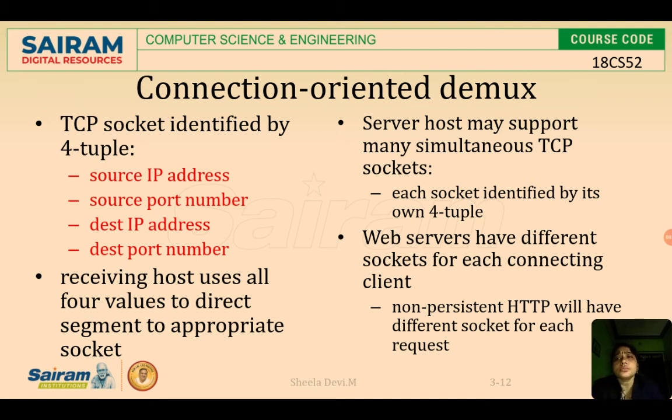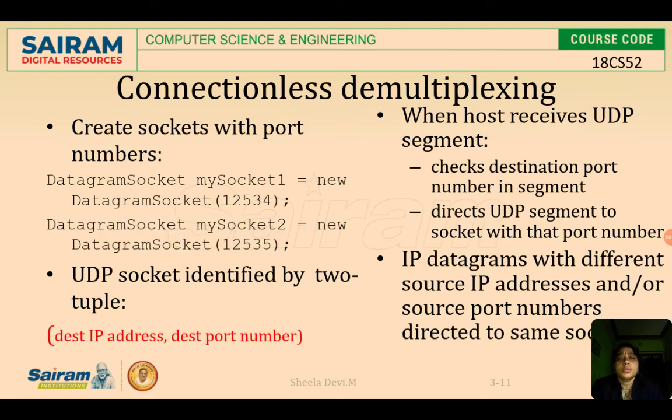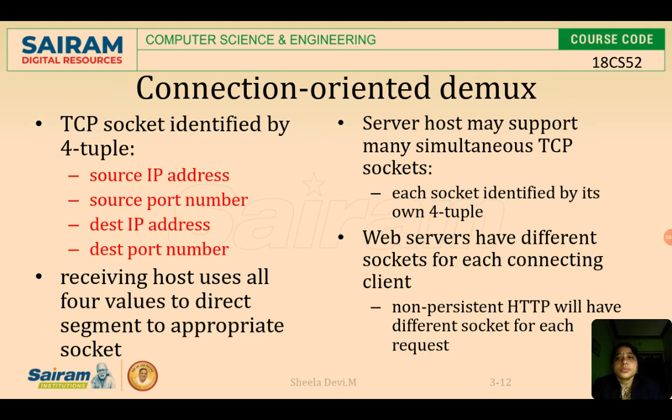So what addresses are required for TCP to deliver data from one process to another process? Four values are required. If you take UDP, it requires only two: the destination IP address and the destination port number. Whereas TCP requires four things: source IP address, source port number, destination port number, and destination IP address. The receiving host uses all four values to direct the segment to the appropriate socket, as we said.